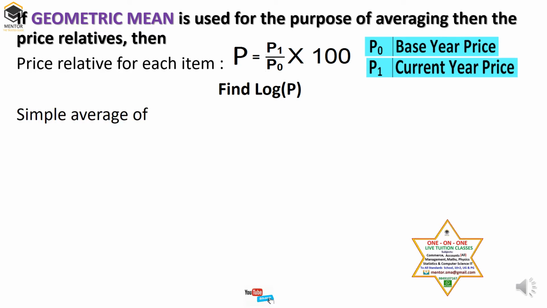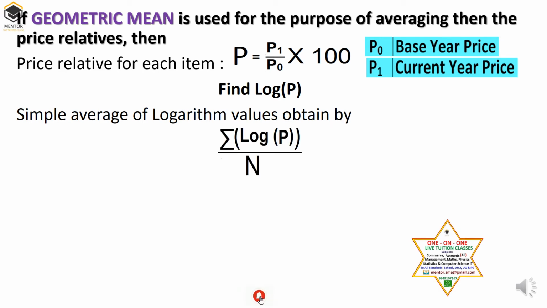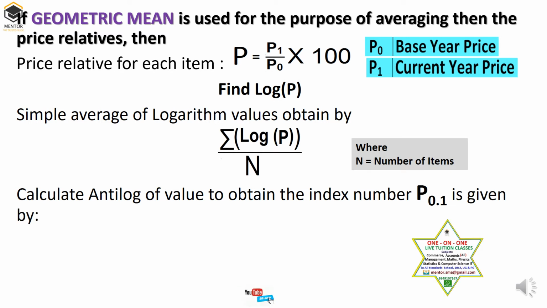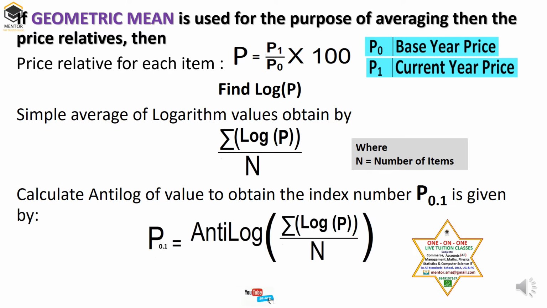After finding the log values, we obtain the simple average of logarithm values. How do we obtain the average of log values? Summation log P by N. It means we find the simple average of logarithm values, where N is the number of observations. Now we have to calculate the antilog of this value to obtain the index number P01. So P01 = antilog of summation log P by N. This is the formula of geometric mean under the simple average method.